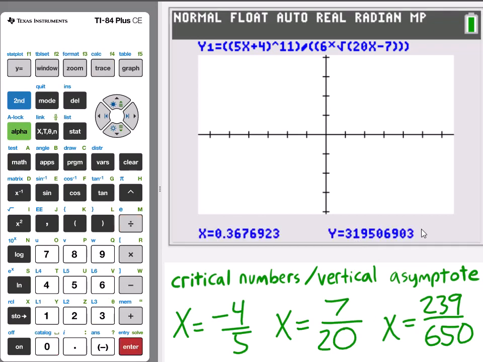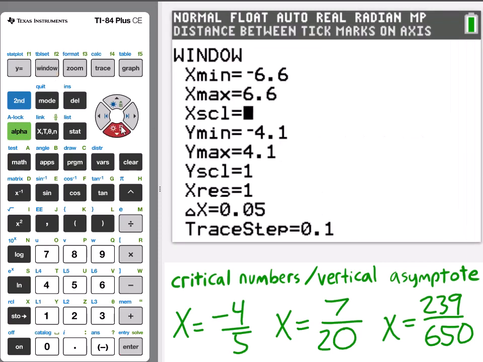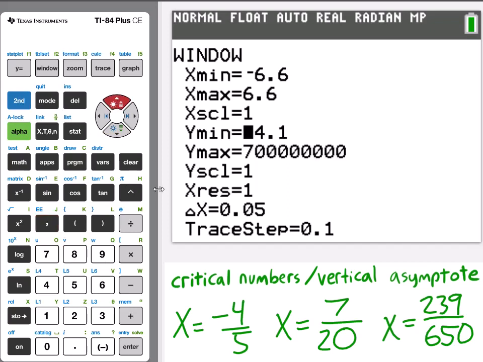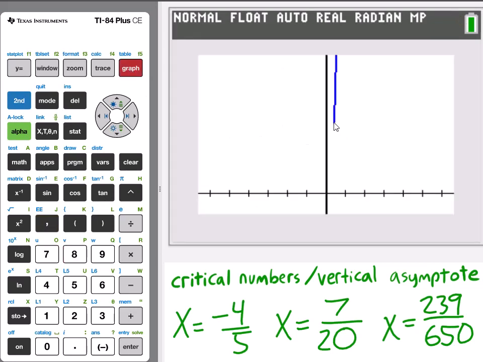And look at that large y value. It looks like a 3 followed by 8 more digits. So we need to set a y max that gets us up in that area. So I'm going to set my y max to, let's say, a 7 followed by 8 zeros. Let's do that. So I'll do 7 followed by 8 zeros. And I like to set the y min to something comparable, something in the ballpark of that. So I'll do negative 1 followed by 8 zeros. And, well, I see something.